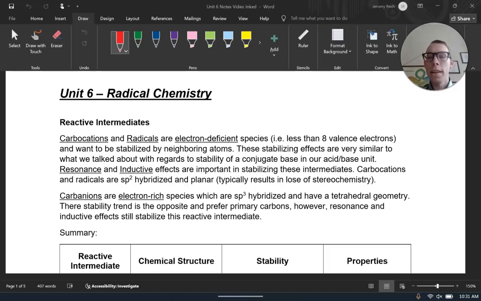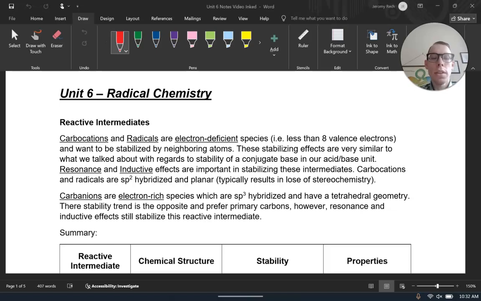And there are three main reactive intermediates that we're going to talk about. Our carbocations, those are going to be carbons that have a positive charge. We saw those when we were talking about resonance. Radicals, which we're introducing now, and then carbanions, which are going to be carbons that have a lone pair and a negative charge. We also saw that in both resonance as well as in our acid-base chapters.